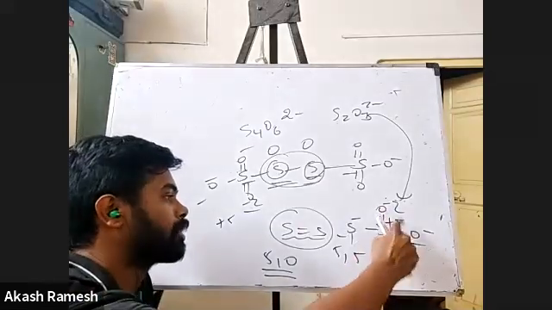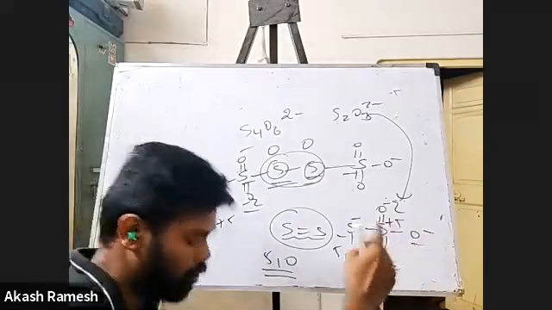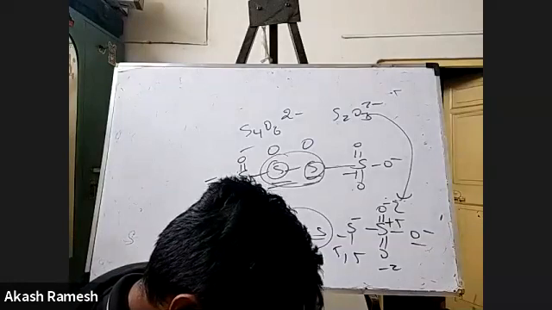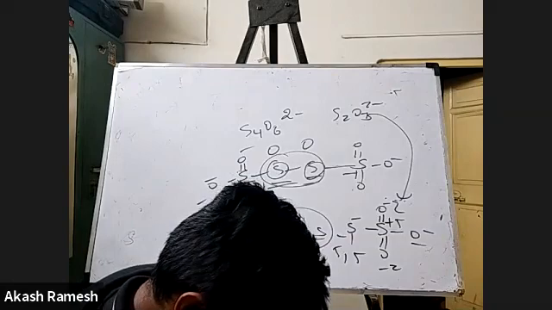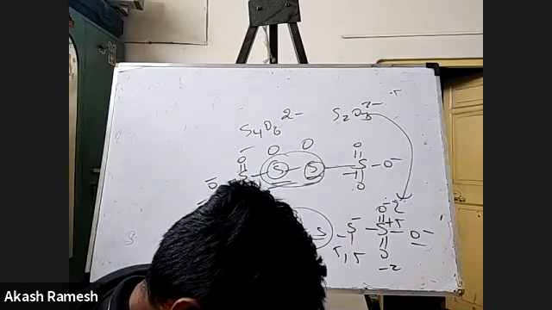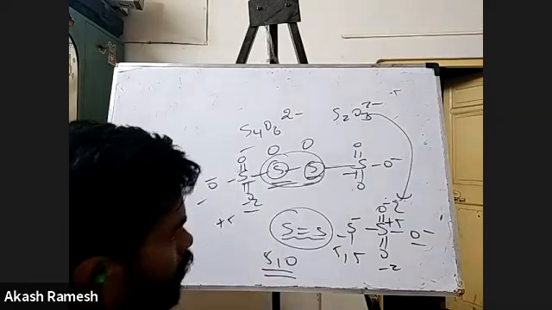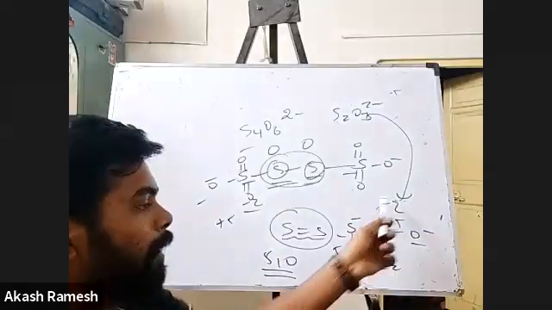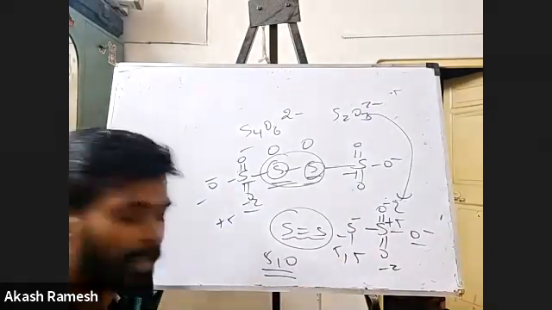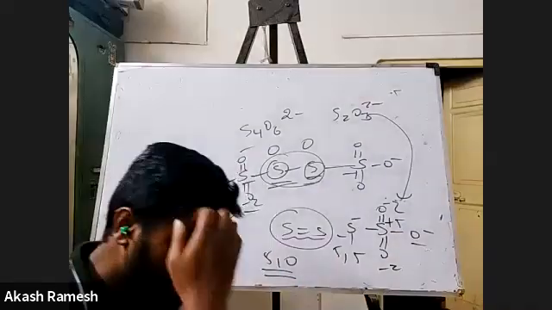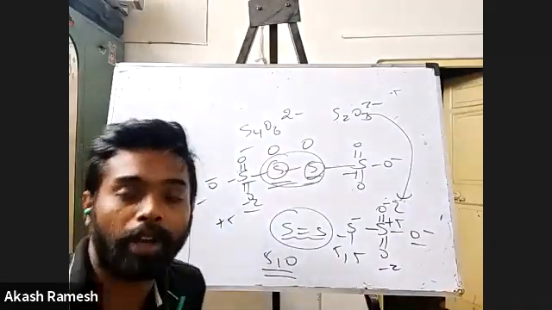So oxygen, this is -2, -2, this is minus what? But how is this -1? Oh, okay, correct one. Fine. So this is -1, -2, -2. So +5, this is -1.